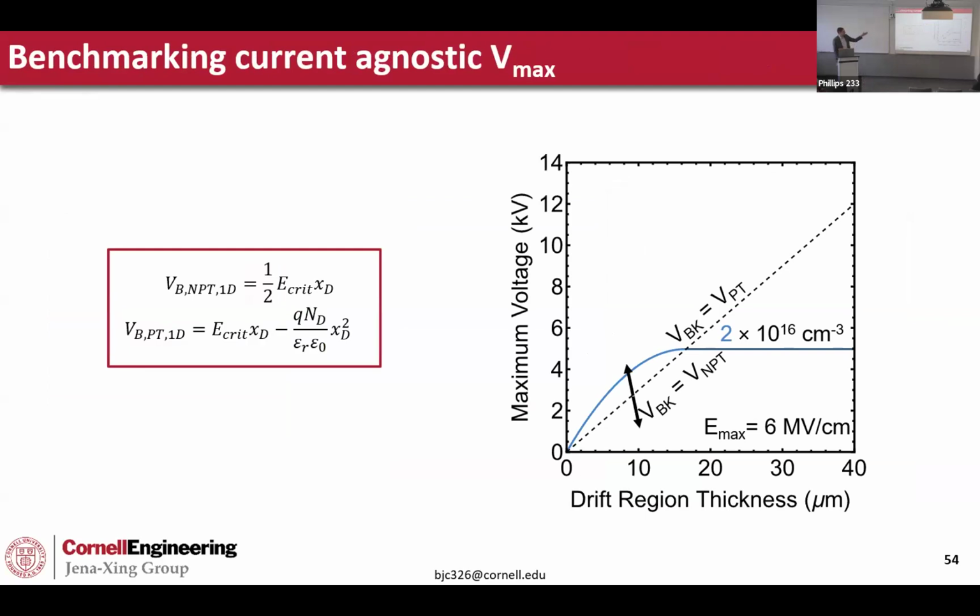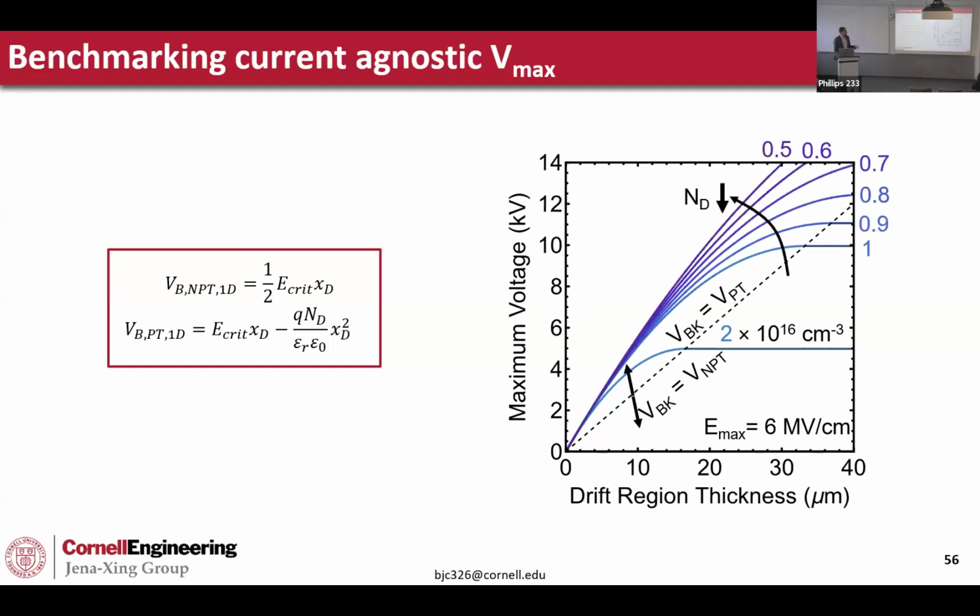What you'll notice is that there's a dashed line here, which is where the depletion width is exactly the point where the punch-through voltage is equal to the non-punch-through voltage. If you're above this line, then effectively the voltage is limited by that truncated case. You can't fully deplete it. This is what you see for 2E16, and then if I decrease the doping to 1E16, all the way down to 0.5.